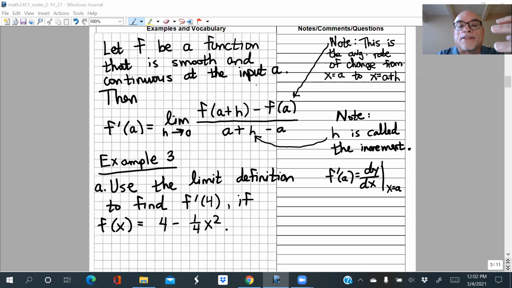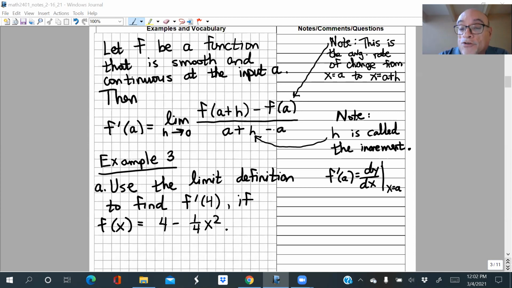keep in mind, this represents an entire process, all right? This is not static. You have an equation here, but this equation is really summarizing a process. So what we're going to do is find the average rate of change from that input that we're starting at to that input plus a little bit of an increment. That is what this fraction is. That's just computing an average rate of change, starting at A and going over to A plus a little number.